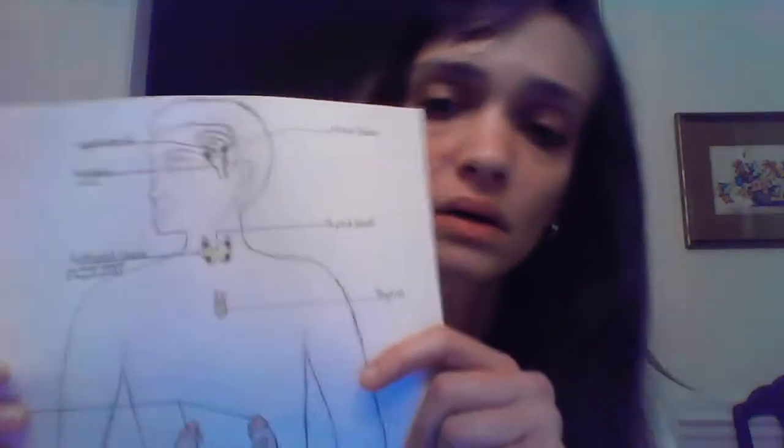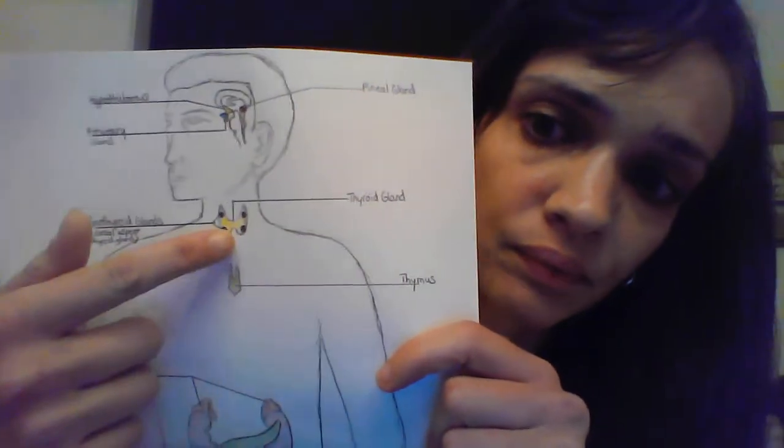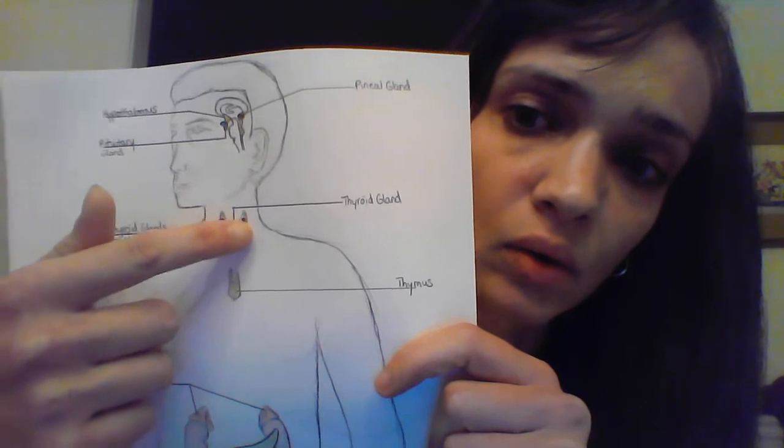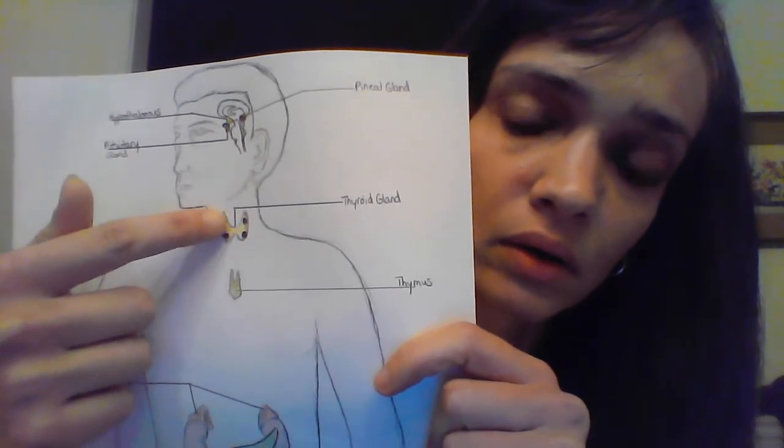The next endocrine gland I'll be discussing is the thyroid gland. And the thyroid gland can be seen right here. It is this whole butterfly or horseshoe-shaped gland right here in the neck. It produces a total of 2 hormones, thyroid hormone and calcitonin.